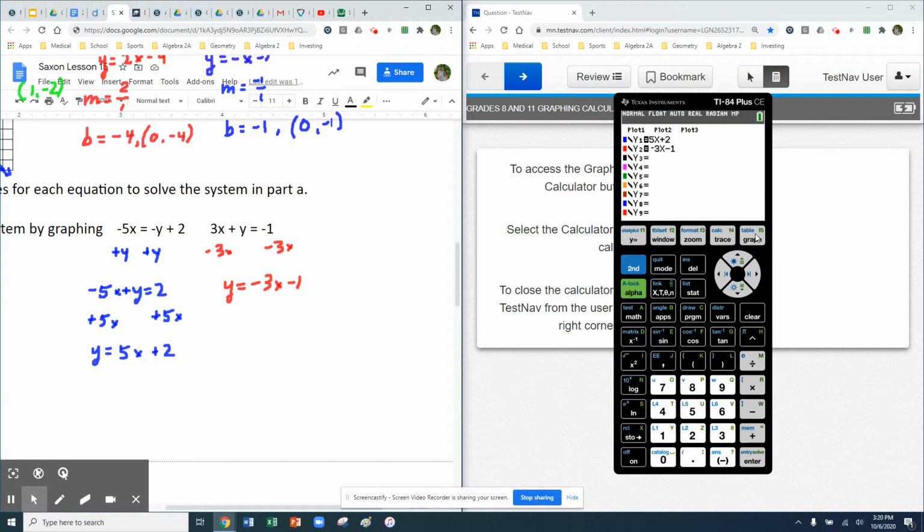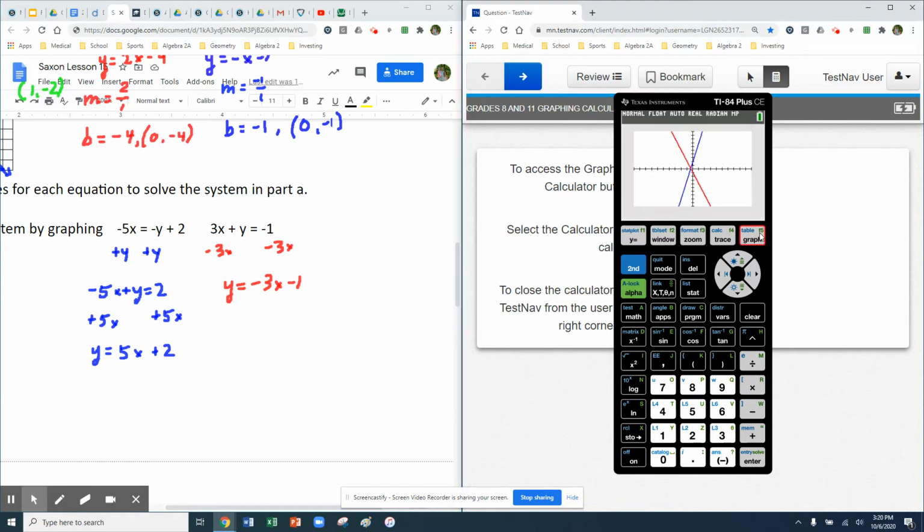After those are both in there, you can hit graph. Sometimes you may not see the intersection. We'll talk about that when we get to it. We'll have to adjust our window, but there's our intersection right there. It's kind of hard to tell exactly where that is.